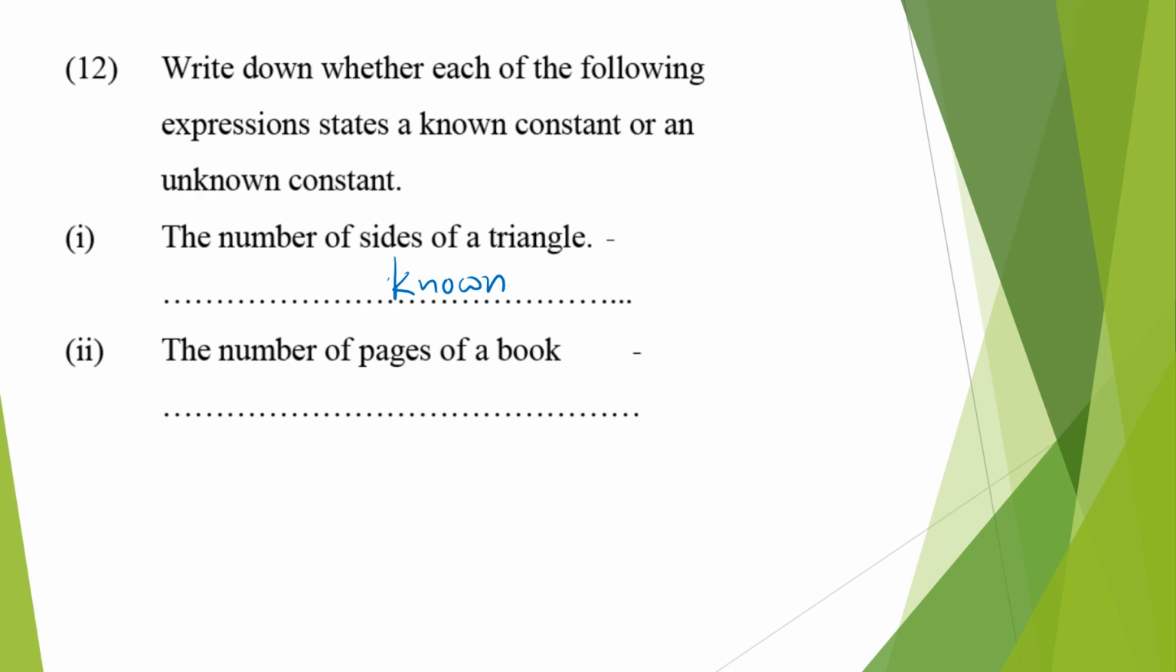The number of pages of a book. Okay, wait. Number of pages of a book. So how many pages are there in your book? I don't know, but it is a constant. It doesn't change, right? That depends on the book. In some books there are more pages, in some books there may be few pages, but we don't know. But that is a constant for the book. It doesn't change. But we don't know the book. There are many books, so we don't know which book. So this is unknown, right? You can say this is unknown.